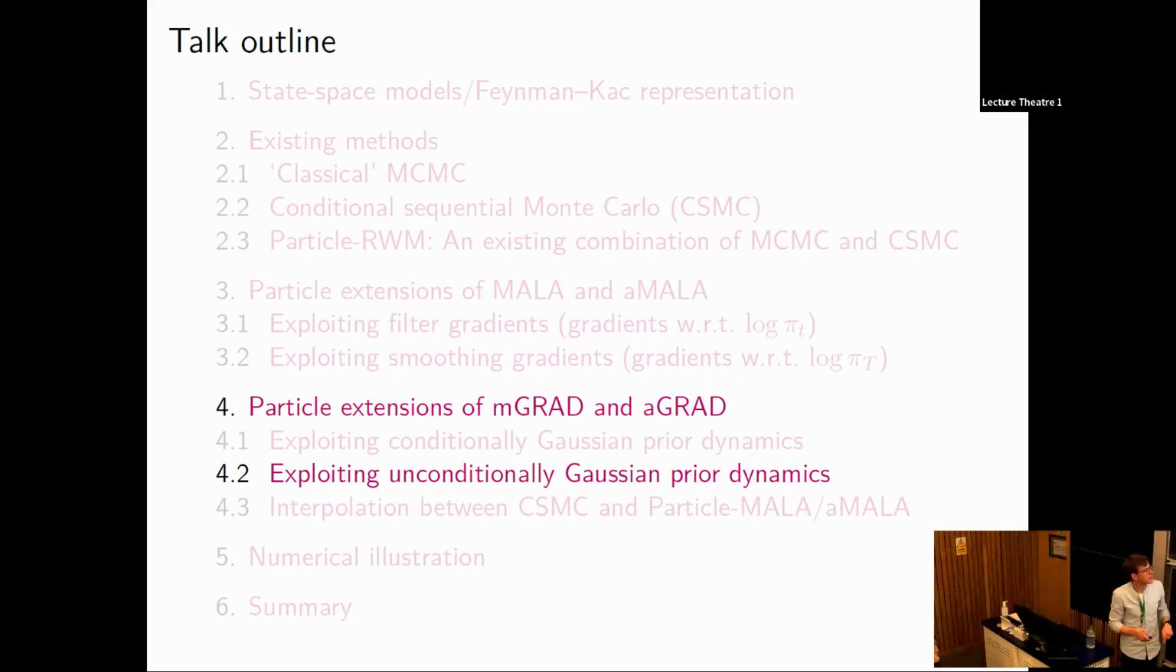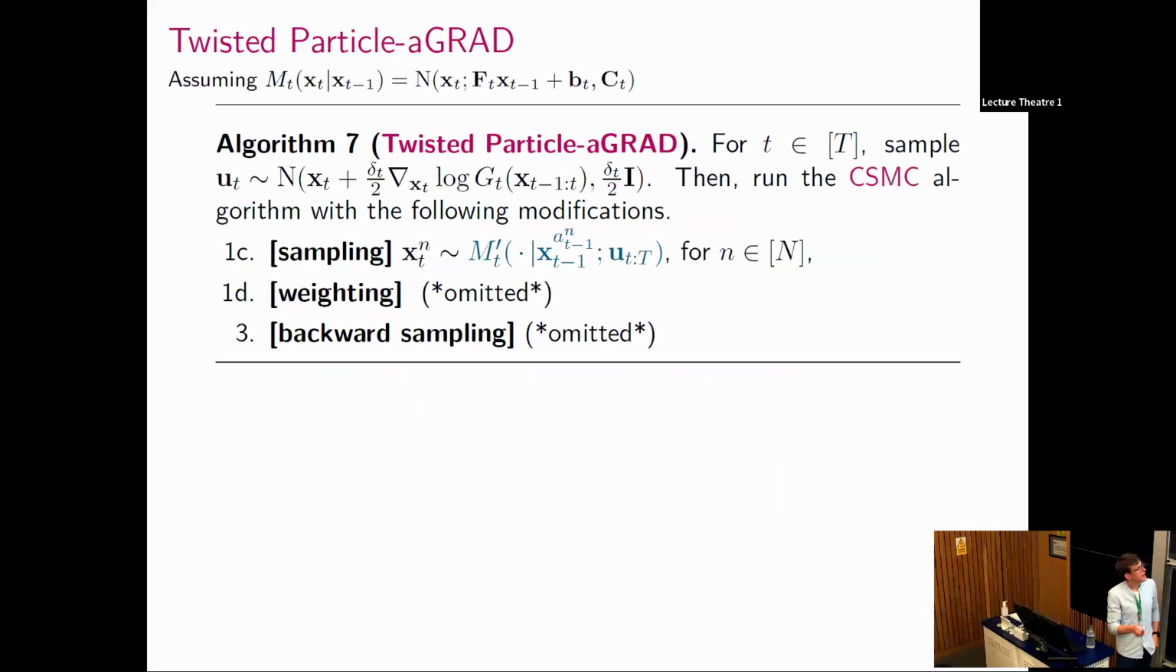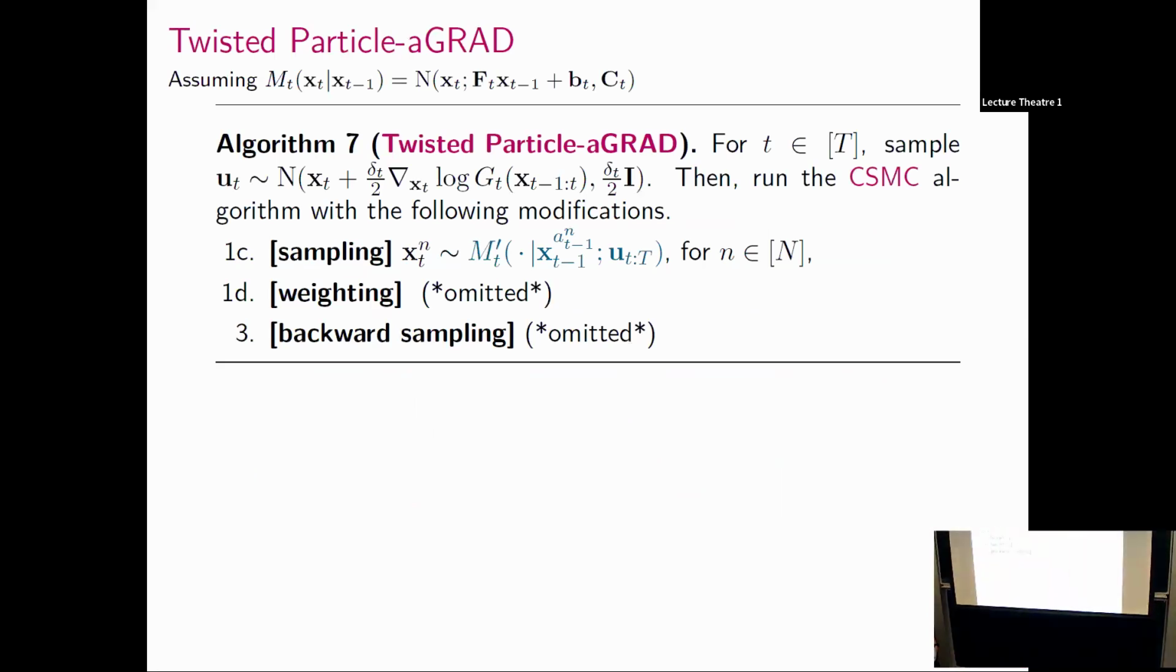And what I'm assuming now is that the prior dynamics are not conditionally Gaussian, but unconditionally Gaussian, meaning that the joint prior distribution of all your states is Gaussian, meaning effectively you need linear Gaussian dynamics. So that's what I'm assuming now: linear Gaussian prior dynamics. And in this case, we can come up with another algorithm, which we call the twisted particle mGRAD algorithm, which again, there's a lot of stuff going on here.